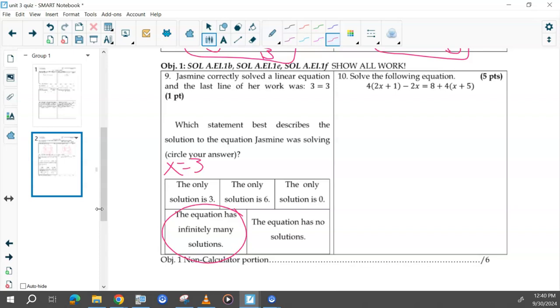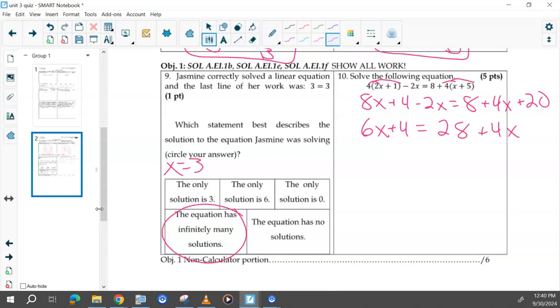Okay, and then for number 10, we have to distribute. We get 8x plus 4 minus 2x equals 8 plus 4x plus 20. Make sure you are double checking your math. I know this was a no calculator part, but still double check it correctly. Combine your like terms on the same side. So 6x plus 4 equals 28 plus 4x. What is 6? 8x minus 2x.